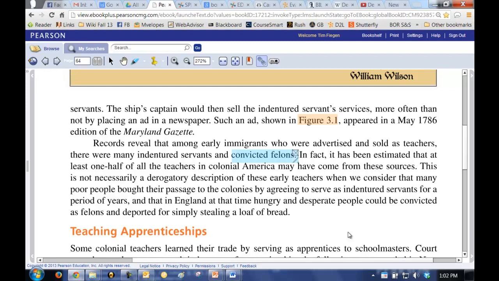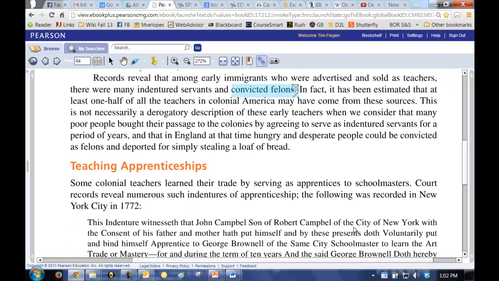This is not necessarily a derogatory description of these early teachers when we consider that many poor people bought their passage to the colonies by agreeing to serve as indentured servants for a period of years. And that in England at that time, hungry and desperate people could be convicted as felons and deported for simply stealing a loaf of bread. And again, I say to you, who was oppressing these people so that they were poor and hungry? The government! Well, that's what's so interesting, that we would turn so much power over to the government when that's the only one in history that's oppressed people.